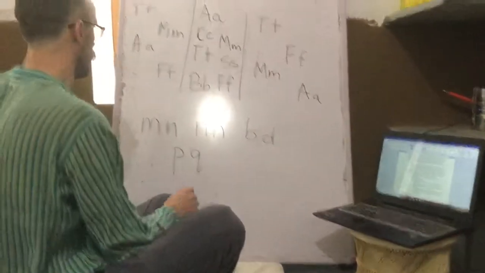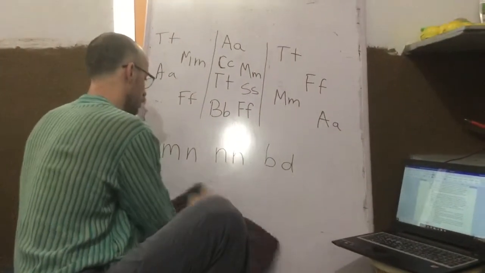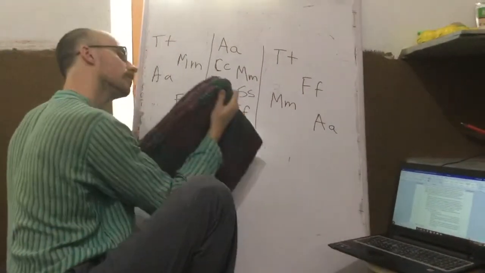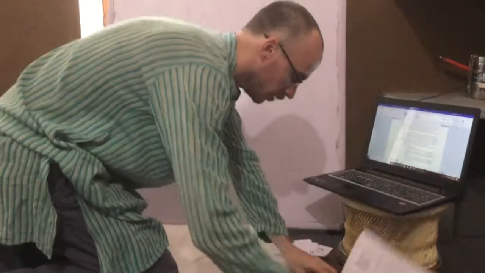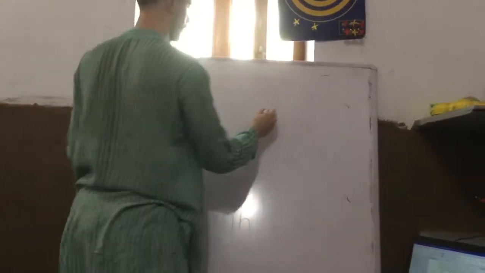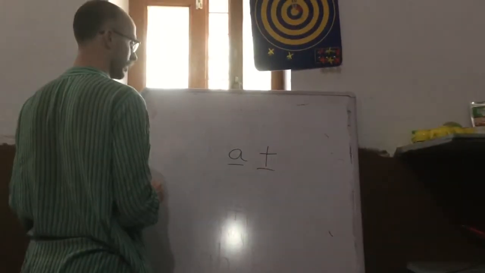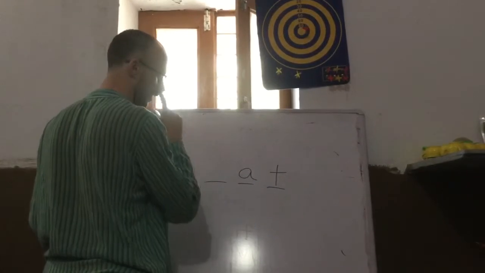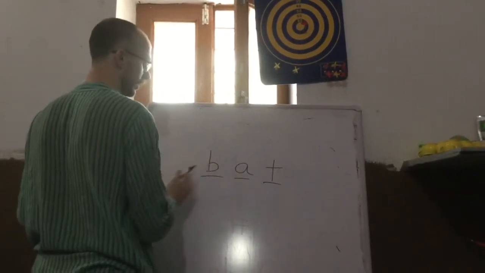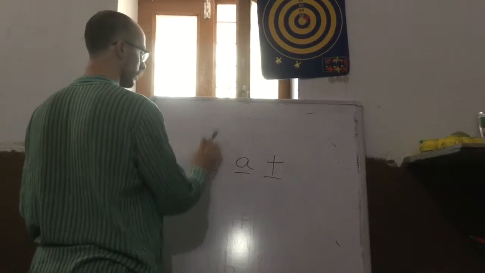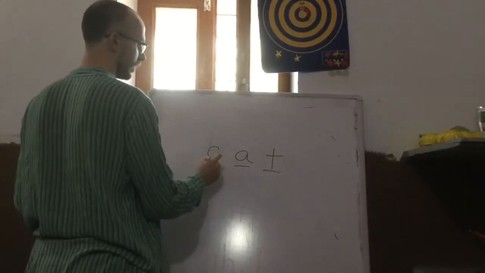So to do word families on the board, you're going to have, where'd the marker go? There it is. So we're going to start with AT. Okay, this is our first word family, AT. And we can see if we add a B to this, bat. If we add a C to this, cat.